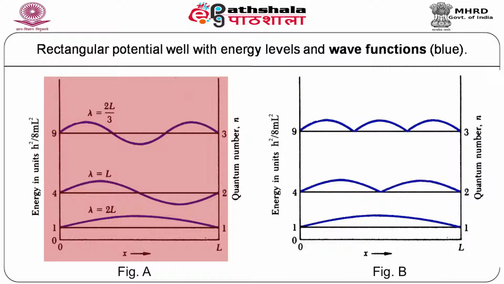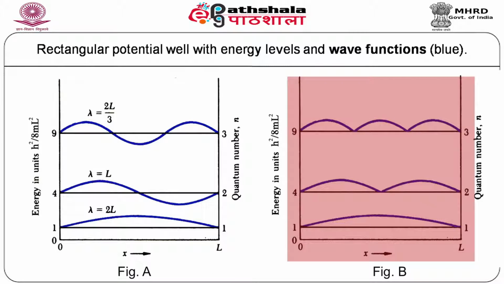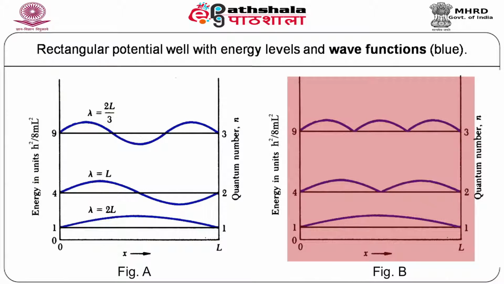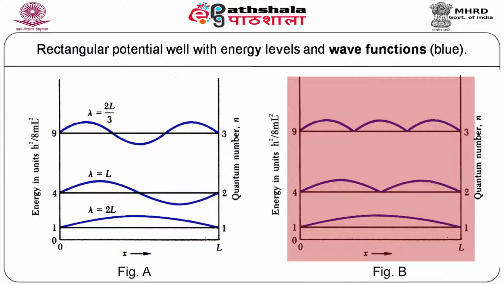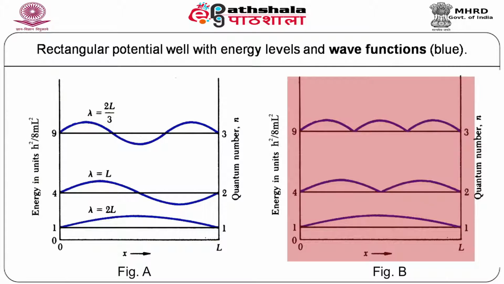And when you talk about the probability function, the probability density is the square of the wave function, and therefore it doesn't have any negative value. So if you square up the previous curves, then you get 1 bump, 2 bumps, and 3 bumps like that. So this is how the probability function looks for the various states, n equal to 1, 2, and 3.